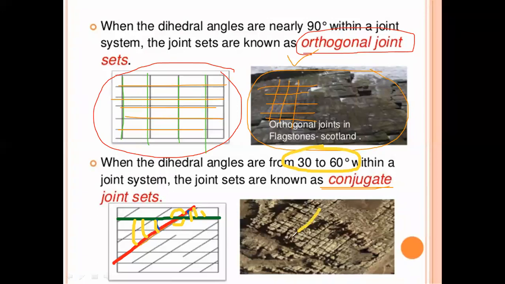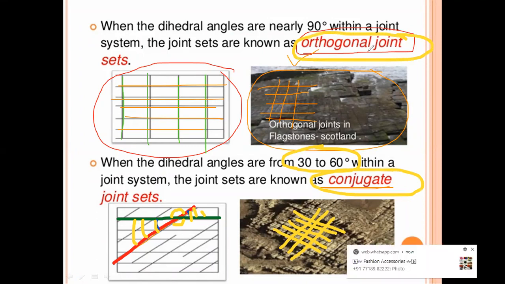Now look here, the joints are in this direction and the other joints are in this direction. They are not perfectly perpendicular to each other. Some angles are formed in between 30 to 60 degrees. That's why it is considered a conjugate type of joints. And those which are perfectly perpendicular to each other are considered orthogonal joints.